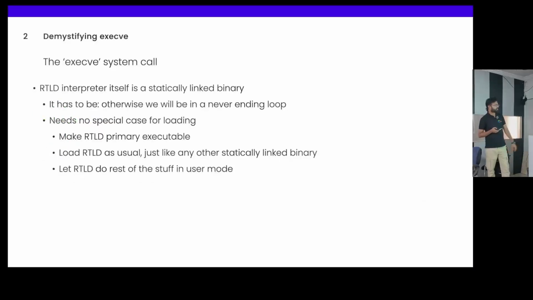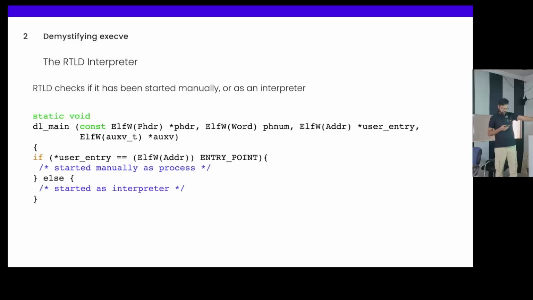Then comes this RTLD part for dynamically linked, and as I said earlier, it is again statically linked because this is the only format that kernel knows how to load natively. Otherwise, we will basically end up in a never-ending loop, and this can be handled by kernel just fine. And whatever happens after this is done by this interpreter, which means that the rest of the part is again inside user mode. We are outside kernel mode now.